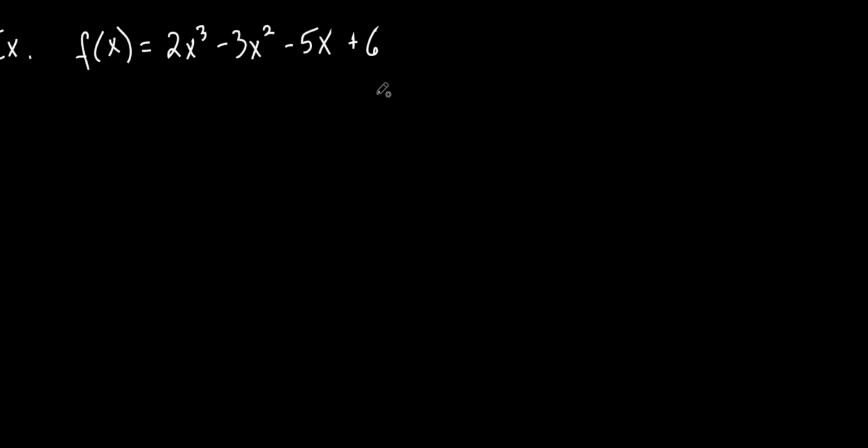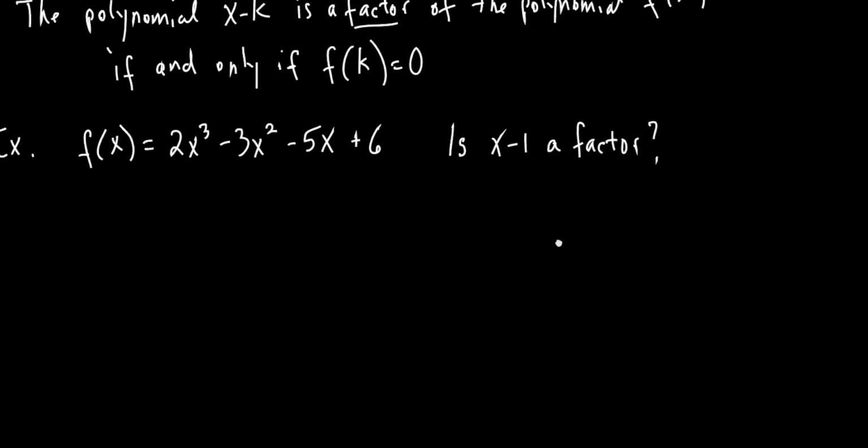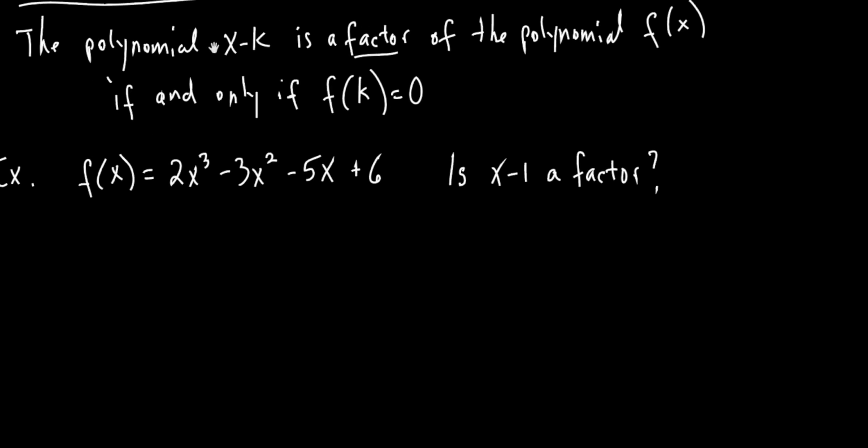All right. So this is the factor, or that's the polynomial. So the question is going to be, is x minus 1 a factor of this thing right here? So let's go back to that factor theorem. What's it say? It says x minus k is a factor of this, so this x minus 1 is a factor of this if and only if, what? F of k, what's my k?